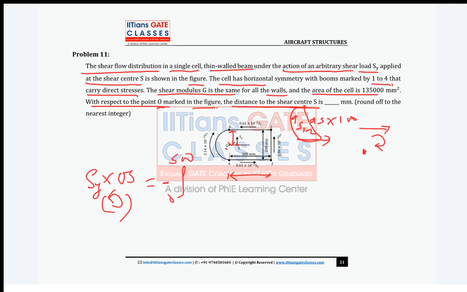Now your shear flow is flowing from 2 to 1, right? It is not from 1 to 2, it is 2 to 1. So you have to put a minus sign here. The value is 0.61 into 10 to the power minus 3 into Sy, multiplied by ds into 100. About 1 to 2, is it clear guys? Yes or no?